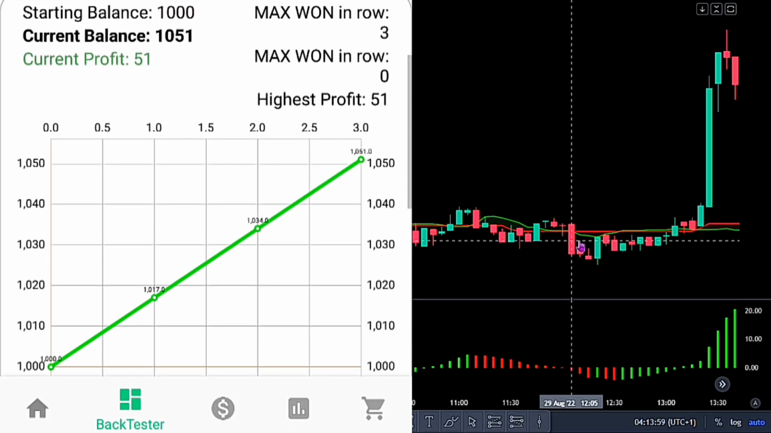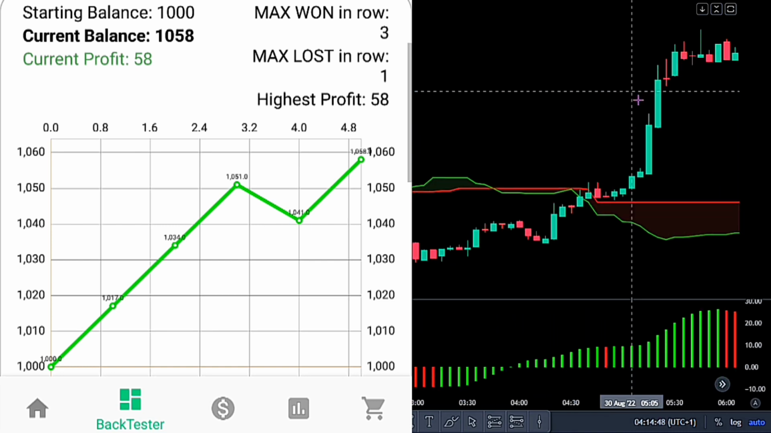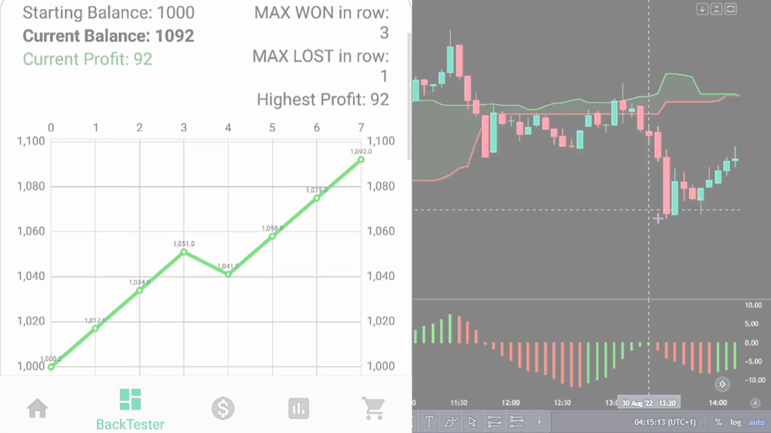I recently discovered the strategy as it uses just 2 indicators, which makes it very easy and user-friendly for beginners. I will backtest it 200 times with an initial account size of $1,000, with a 1.5 risk-reward ratio.